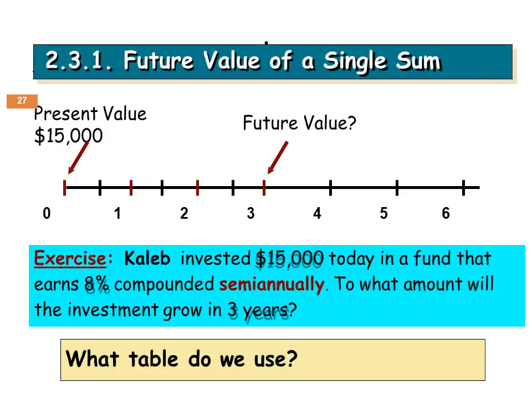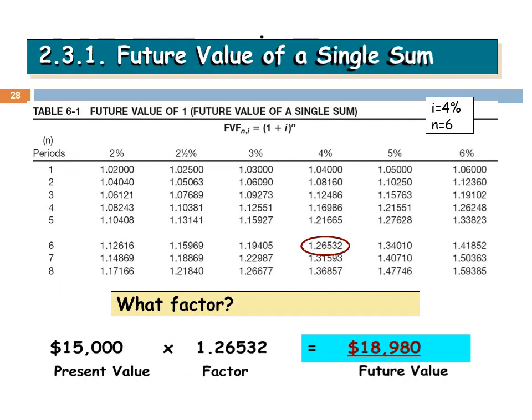So M is 2. Now we can calculate by using the following ways. Our factor is 1.2653, or you can get the future value equal to present value in the bracket 1 plus r over m, the power of n, where n is t times m. Now it is changed because that is semi-annually.